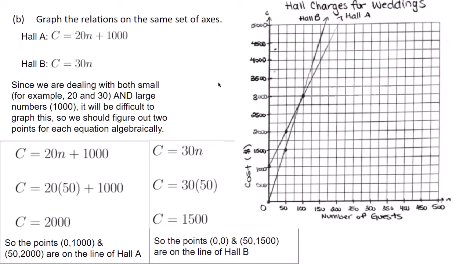So we can graph this on this line. And as you can tell, we graphed our first line of 0 and 1,000 and 50 and 2,000, and we just connected those 2 points and extended the line further out. And then for hall B, we did the same thing, the origin and 50 and 1,500, and then we connected these 2 points and then extended it out.